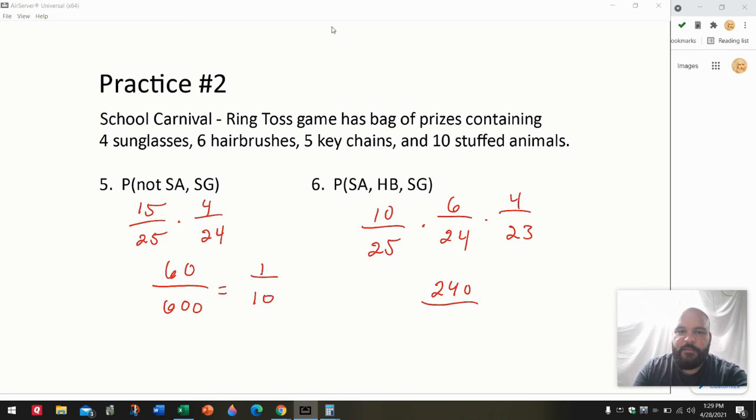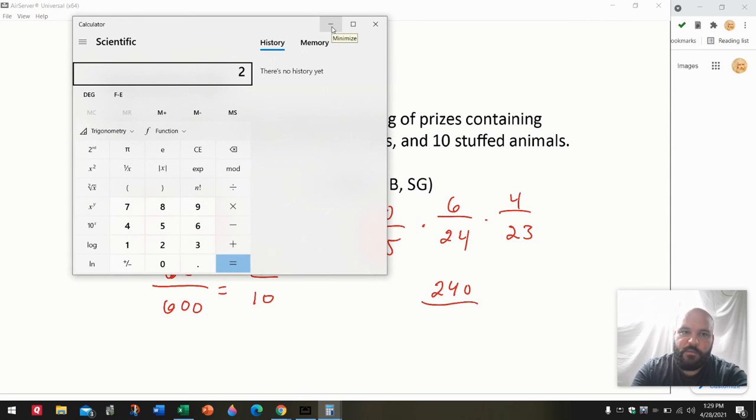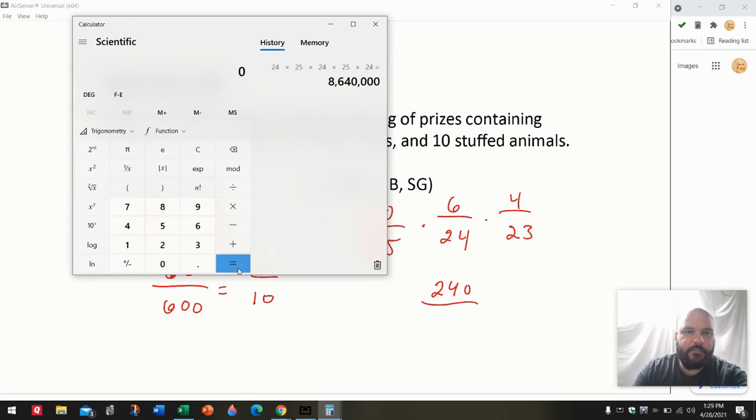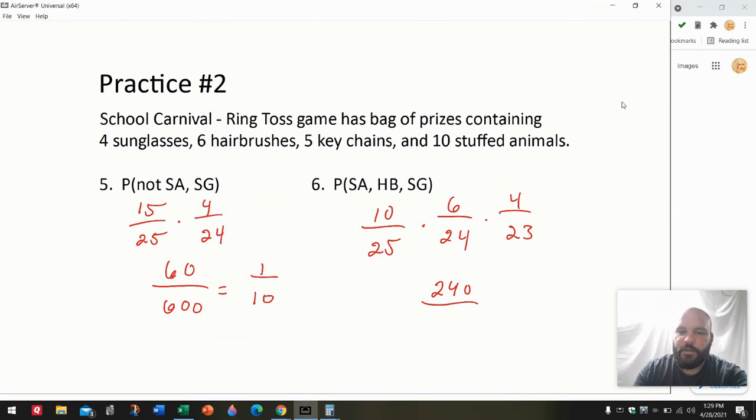And the last one is 25 times 24 times 23. We will do that on our calculator. So let's go with 25 times 24. Whoops, we got to get rid of that. Let's try this again. 25 times 24 times 23. And we get 13,800.